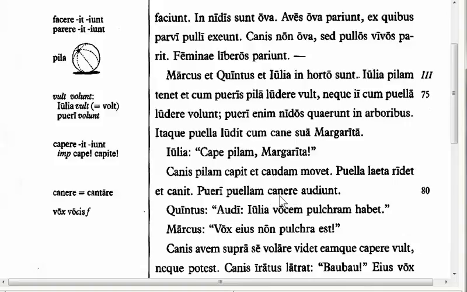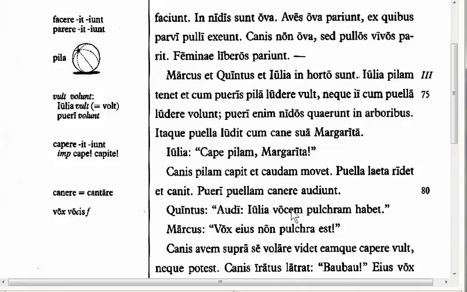Okay, now let's look at line 81, and you see "vocem, audi, Julia vocem pulchram habet." Listen, Julia has a beautiful voice. Here in the margin we see that vocem comes from vox, the nominative, and vocis, the genitive. Another third declension noun that needs to be memorized, and this one again does follow the rule of genders. So nouns like this one, ending in X, tend to be feminine in the third declension, and this is the accusative form.